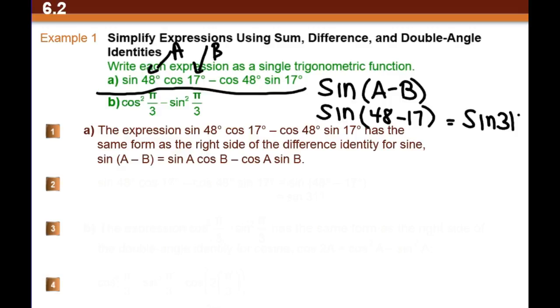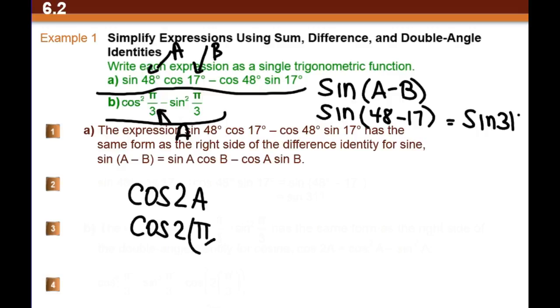Okay, B, we want to simplify this. So we have cos squared pi over 3 minus sine squared pi over 3. So we look in our identities that we just wrote down. Is there anything that's cos squared minus sine squared? Okay, cos 2a, A being our pi over 3. So it's actually cos 2 pi over 3. And so we might as well times the 2 in there. So you can write it as cos 2 pi over 3.